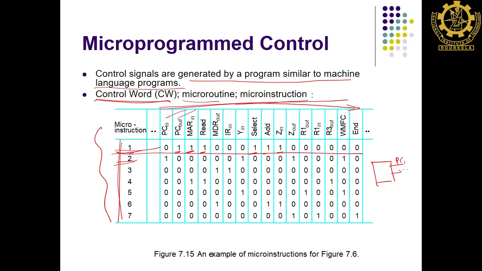Simply, the control unit should have a facility to read those from the memory and then place them. In other words, those lines will be activated and the rest will be 0. So, that is the main idea of the microprogram control. That means it should read one after another.